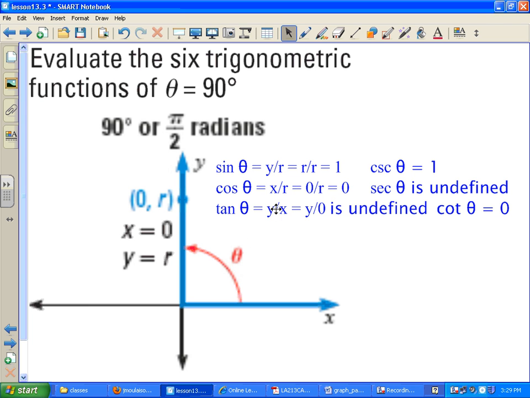Tangent is y over x. Well, y and r are the same, some non-zero value, while x is 0. Dividing by 0, though, is undefined. So the tangent of 90 degrees is undefined because the x value is 0. And then I can see the reciprocal values for those 3 trig functions.